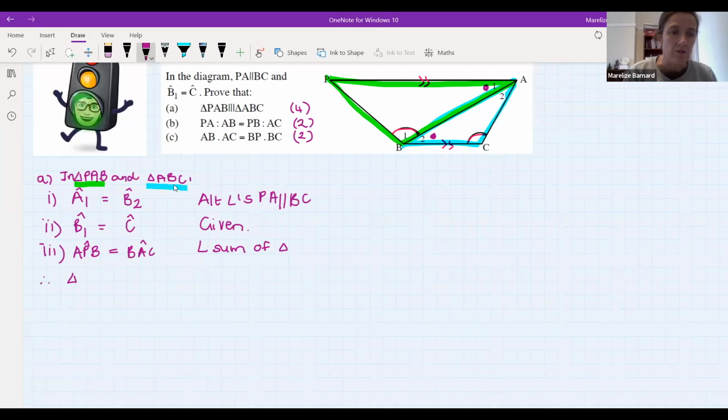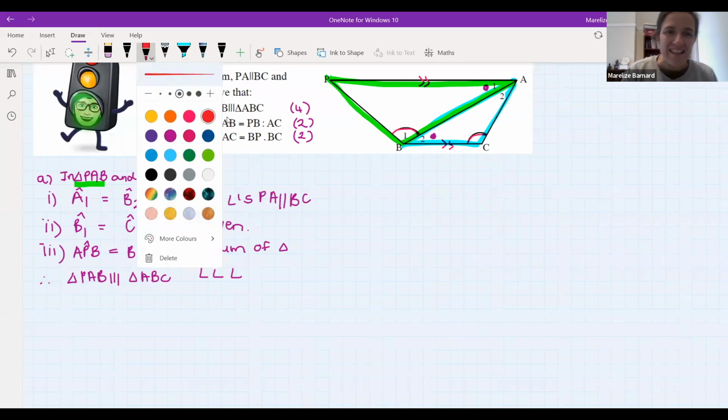Therefore, triangle PAB is similar to triangle ABC, and the reason for that is angle, angle, angle. They are made of 4. Showing that we got 4 marks. Okay, so let's see.